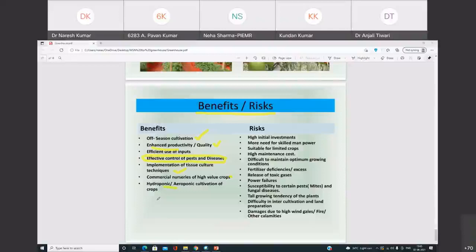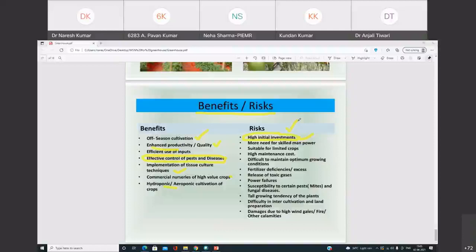Let's have a look into the risks. This is not high initial investment. If the initial investment is low and it increases gradually, then the farmers can be motivated. So the government needs to come forward over here, that in the initial year they will not charge anything or a very small value, then the farmers can be motivated.